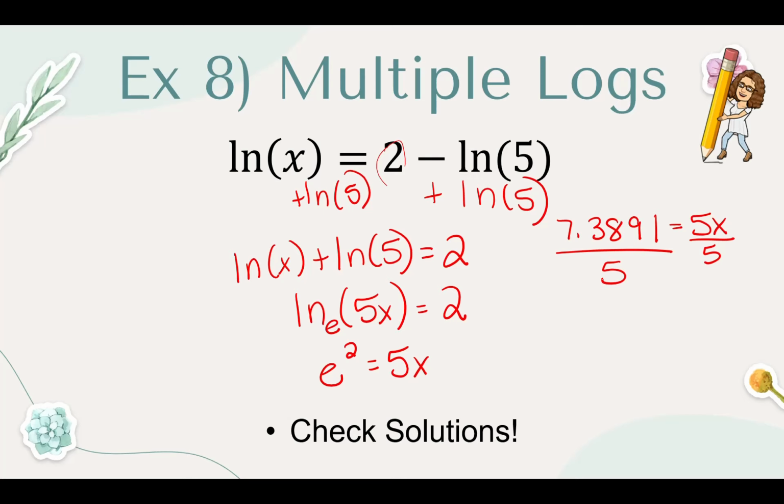Oops. Marsh messed up on our calculator here. There we go. Answer of 1.4778 for an answer there. Plugging it in, definitely not going to be 0 or negative. Definitely not 0 or negative. All checks out there. No problems there.